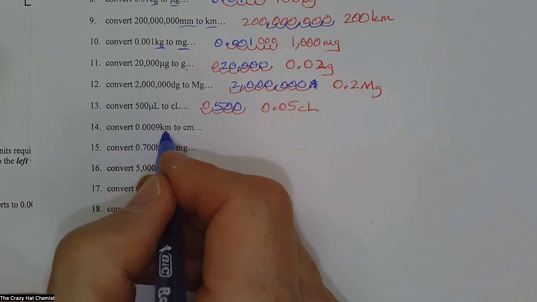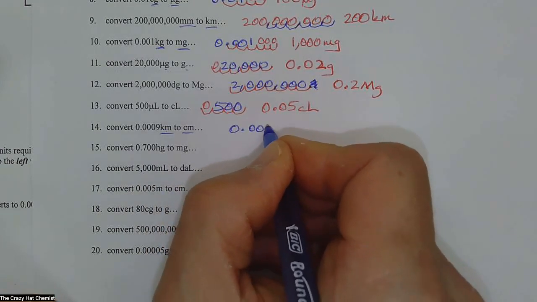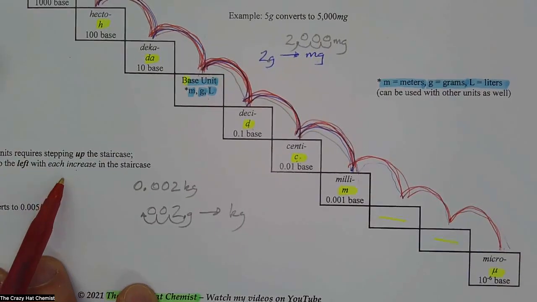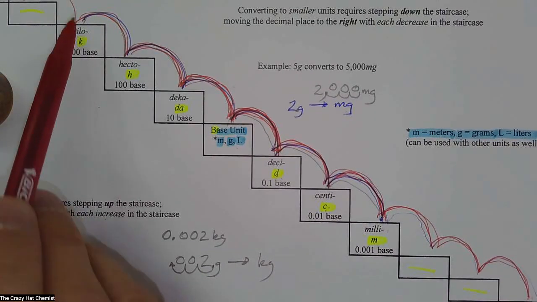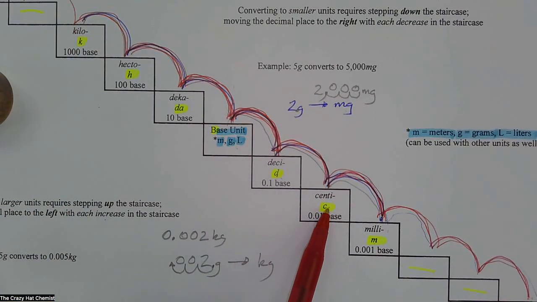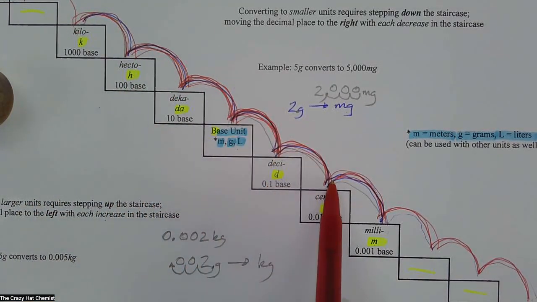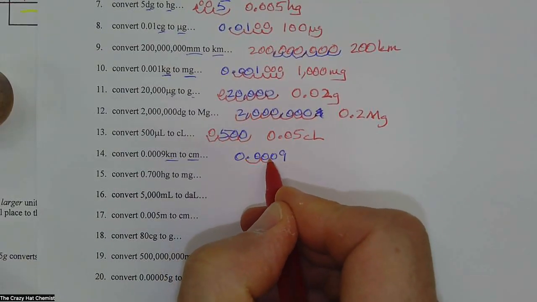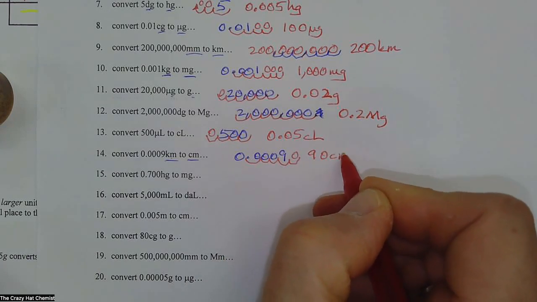And then this next one here is 0.0009 kilometers to centimeters. Kilometers, where's kilometers? There we go. Kilometers to centimeters. So 1, 2, 3, 4, 5 to the right. We're going to move this 5 to the right. So that will be 90 centimeters.